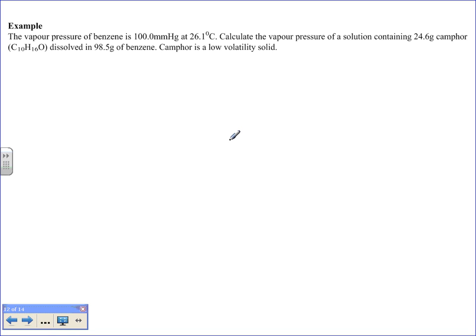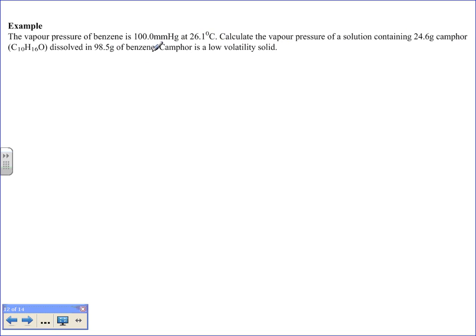Let's look at two examples of Raoult's law. One where we have a low volatility solid and one where we have a solution involving volatile solute and solvent. The vapor pressure of benzene is 100 millimeters of mercury at 26.1 degrees Celsius. Calculate the vapor pressure of a solution containing 24.6 grams of camphor dissolved in 98.5 grams of benzene. Camphor is a low volatility solid. Okay, so that's an important consideration. So you've prepared this solution.